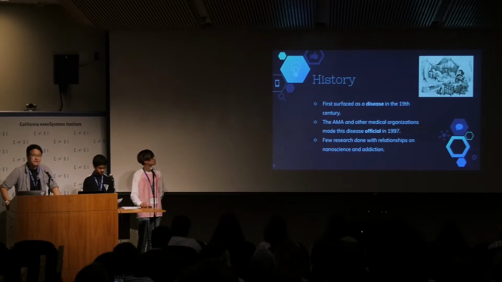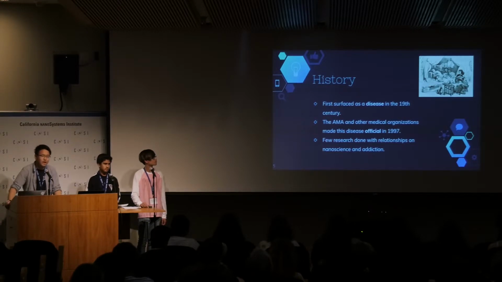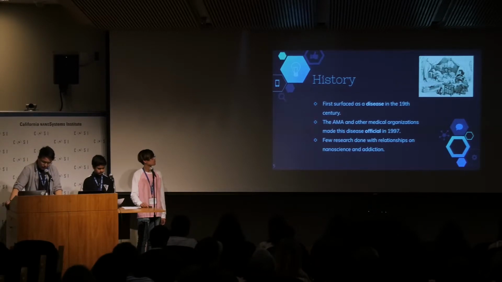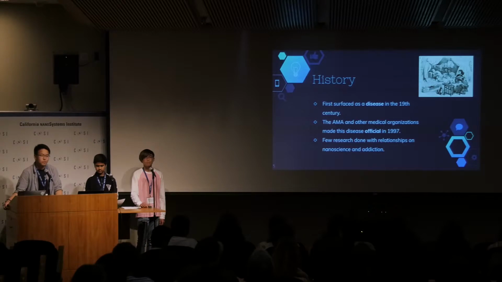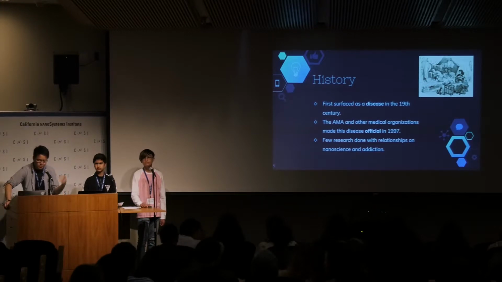Addiction first surfaced as a disease in the early 19th century, and the concept at first had many people doubting its legitimacy because there wasn't enough research following up on the claims made for this disease. However, there were examples like the Opium War between China and Britain, which created a sense of realization that there's actually some danger regarding addiction. And finally, in 1997, the AMA, which is the American Medical Association, and other medical organizations around the world officially made this a disease.